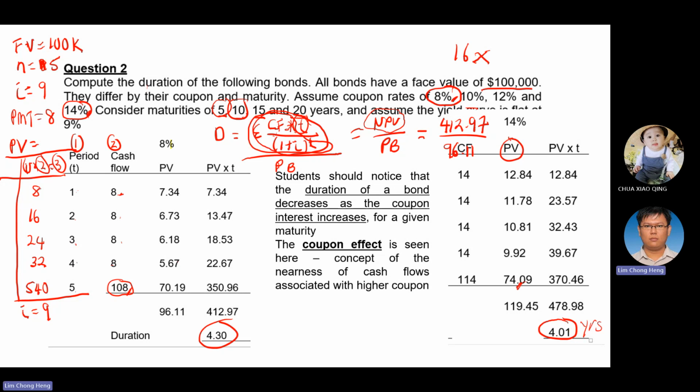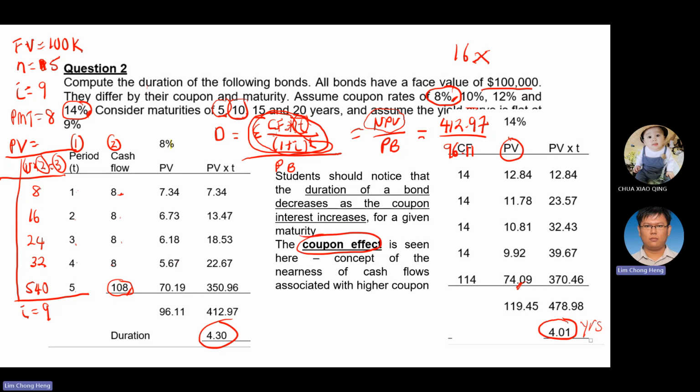You can get back your initial investment. And for the low coupon payment bond, you need to hold 4.3 years. So this is the effect of the coupon payment. We call it the coupon effect.